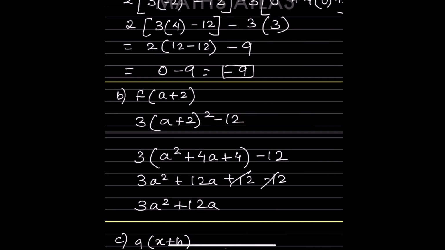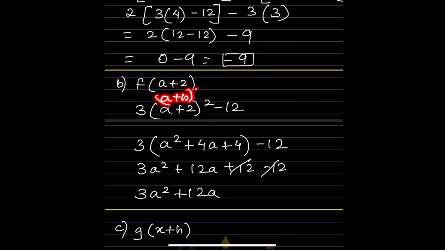So now you know this is in the form of a plus b whole bracket square. You know the formula for a plus b whole bracket square is a square plus 2ab plus b square. So now you know this is a and this is b. So a square means this is a square. This will be 2 into ab. Here this is 2, so that is going to be 4a. And b square means 2 square, that is going to be 4, minus 12.